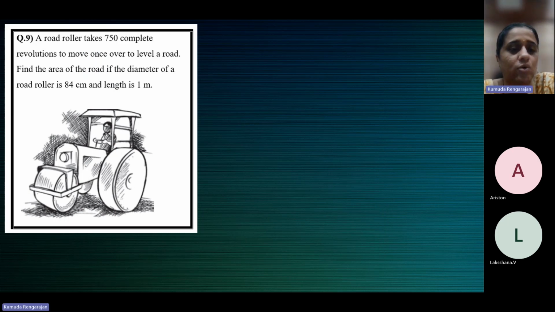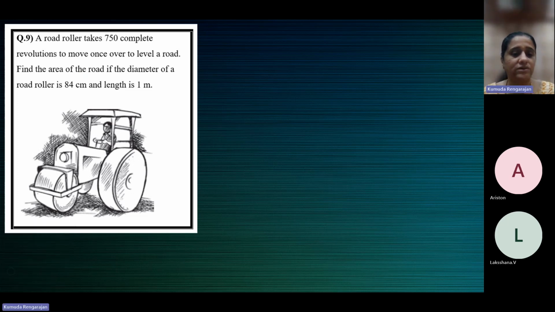So here a road roller takes 750 complete revolutions to move once over to level a road. Find the area of the road if the diameter of a road roller is 84 centimeters and length is 1 meter.